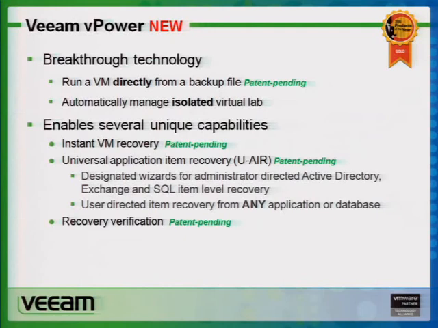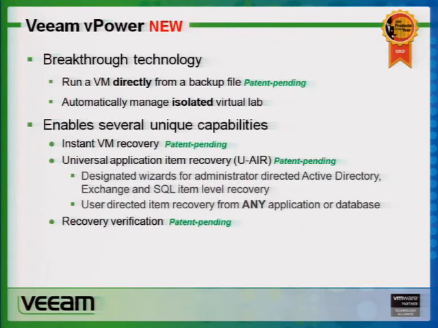So we're calling it breakthrough technology. Again, several things that we filed patents for. We did that because, over a year ago as we were developing this technology, we knew what a game changer it was going to be, and we wanted to try to protect our intellectual property. And the main thing is running a virtual machine directly from a compressed dedupe backup file.